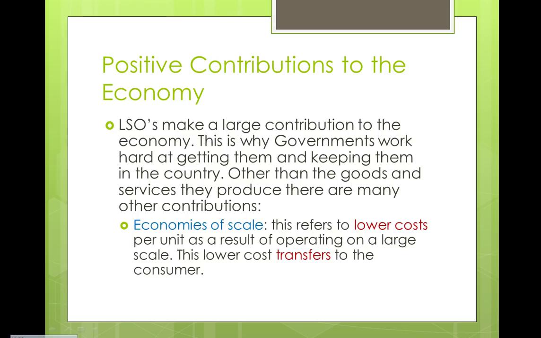Now, in terms of what organisations contribute to Australia's economy, there's a couple of different things. So, first of all, they operate on a large scale. So the first thing is what we call economies of scale. That means that they're able to produce their products or service at a lower cost because they're operating on such a large scale. They can buy things in bulk and they're operating quickly. So that lower cost actually transfers to the consumer, and that's why small organisations can find it hard to compete on price with large ones.